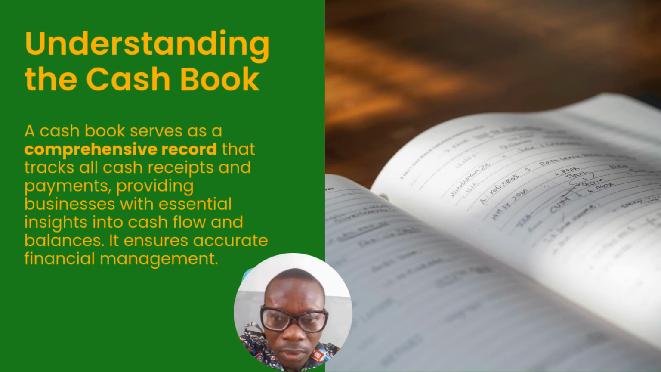Yes, what do we call cash book? Understanding of the cash book. This is a book of prime or original entry which is used for recording cash receipt and payment transactions. A cash book serves as a comprehensive record that tracks all cash receipts and payments in a business, which involves the insight of cash inflow and outflow balance, providing accurate financial management decisions.